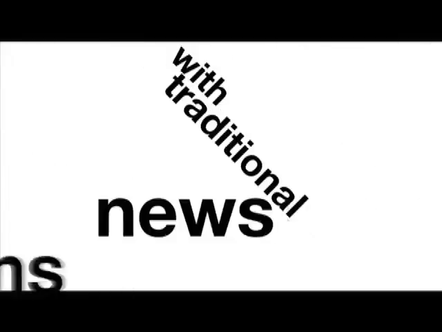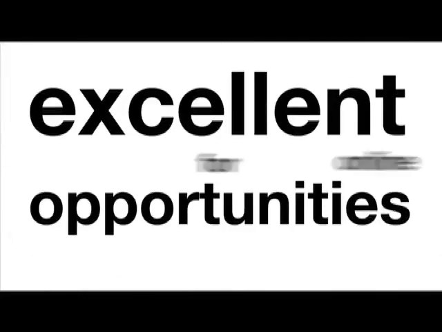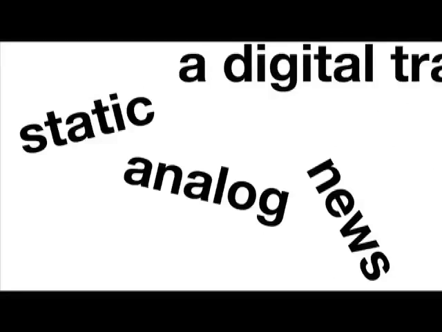One of the biggest problems with traditional news forms is that once published, stories are fixed, static. Online journalism needn't replicate this, but it does. The web technologies provide excellent opportunities for online journalism to create engaging and dynamic news forms. Most online journalism remains a digital translation of static, analog news.